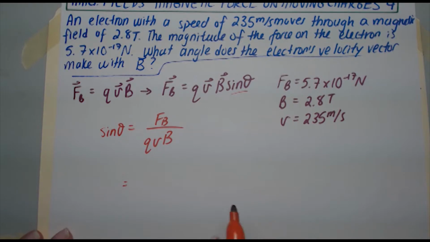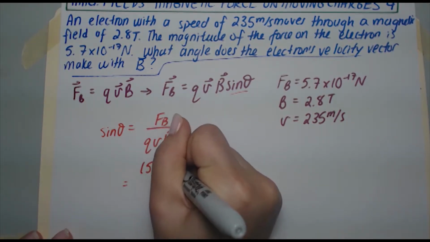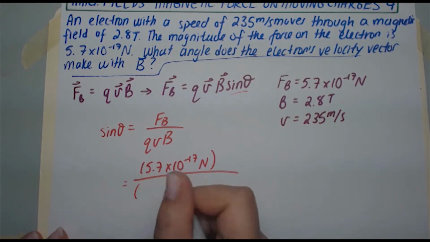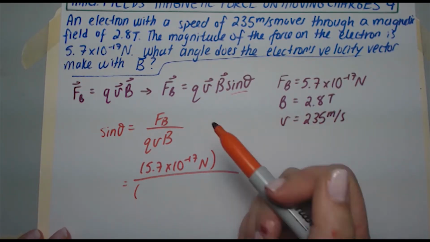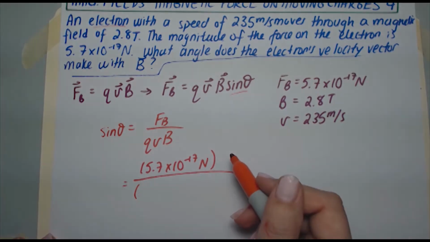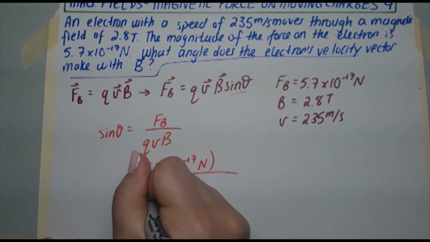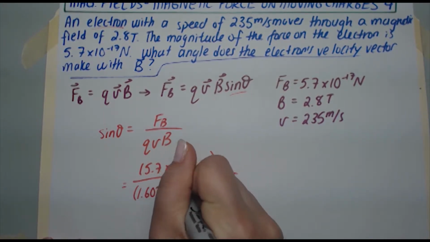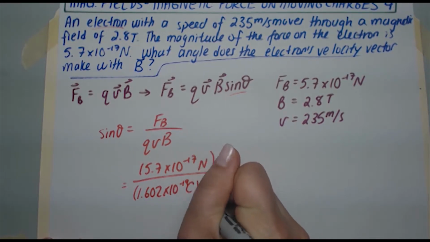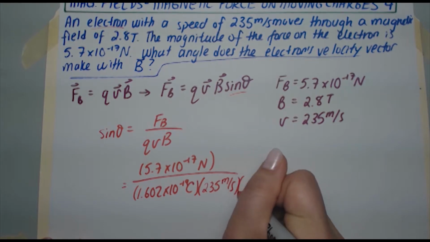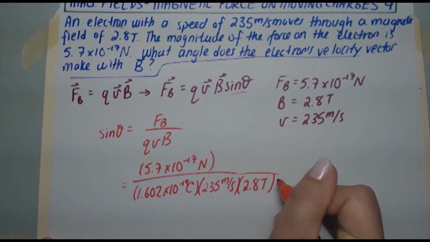Okay, so F_B is 5.7 times 10 to the minus 17 newtons divided by Q. Now, where's Q? We're not given it. Because it's an electron, just like I explained in video 174 where we had a proton, both proton and electron possess the charge of an elementary charge, 1.602 times 10 to the minus 19 coulombs. Now we can plug in the speed, 235 meters per second. B is 2.8 Tesla. So plug those in your calculator.